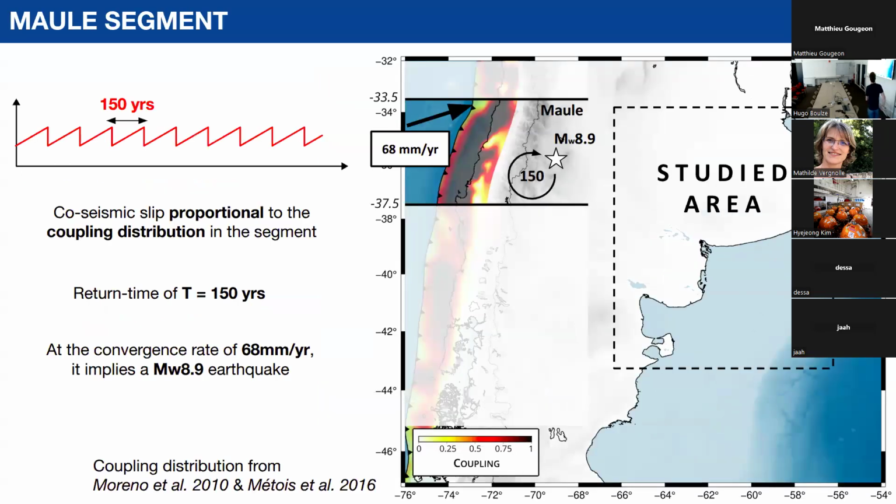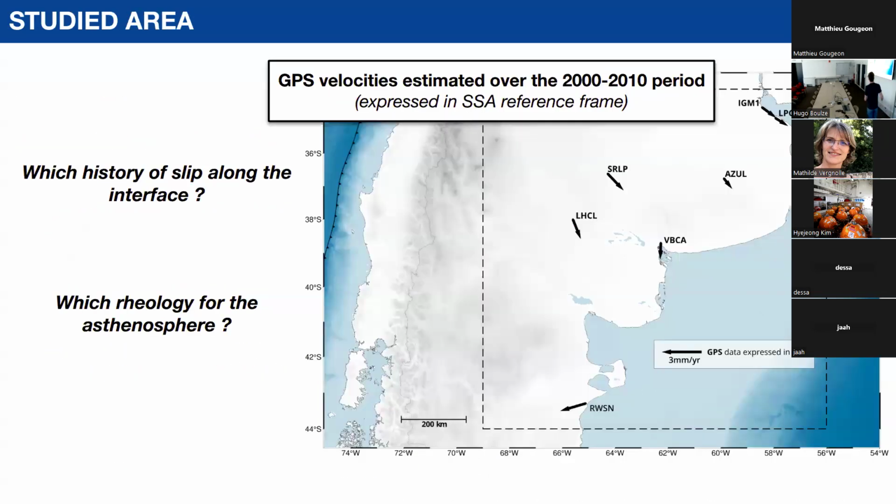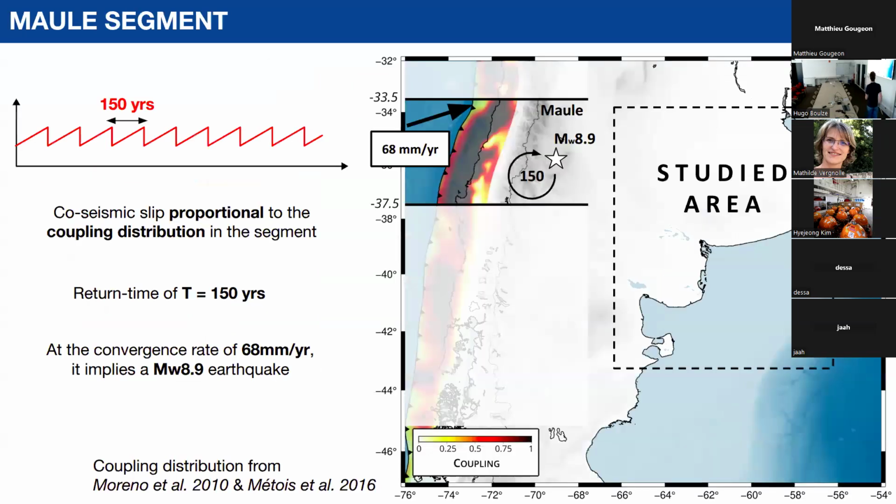The idea is to see how we can reproduce this data using these models. So first we are considering only the Maule segment of the subduction zone. For that, we will assume our regular history of slip to be a magnitude 8.9 every 150 years. If we assume a convergence rate of 68 millimeter per year, it gives you this magnitude every 150 years.